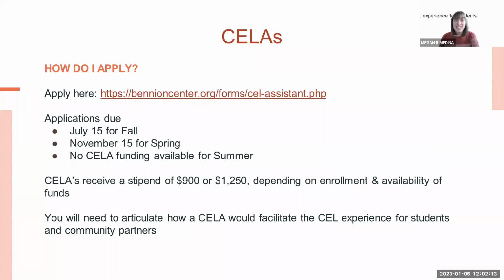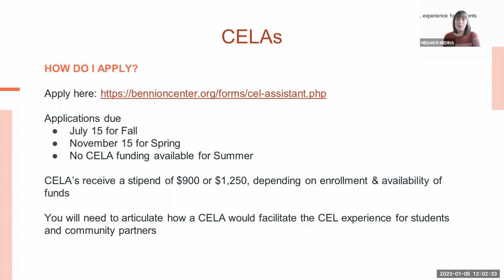So how do you apply? How do you get one of these? I included a little link here, but again, it's on the Bennion Center's benioncenter.org/faculty website. So you apply for those CELAs. The applications for fall are due by July 15th. The application for spring classes are due by November 15th.